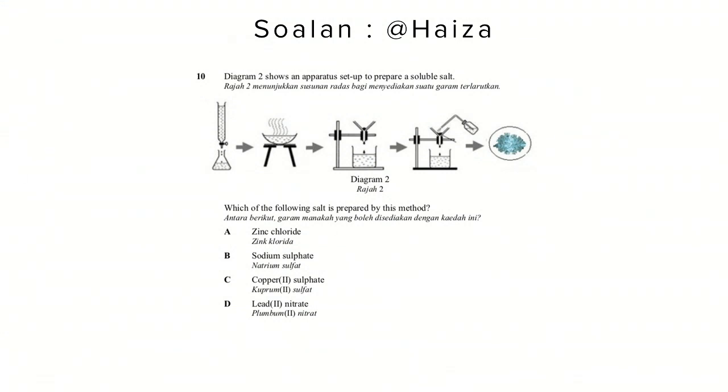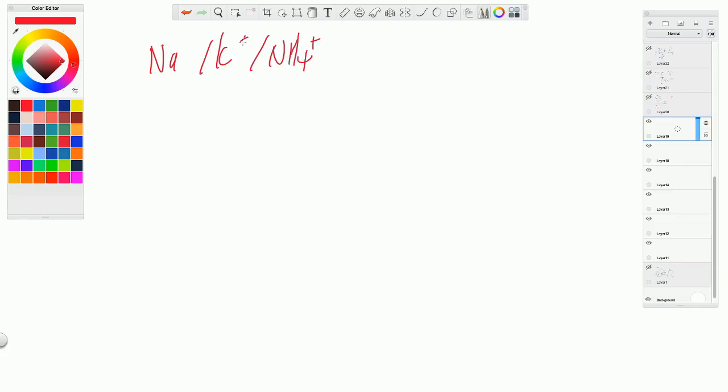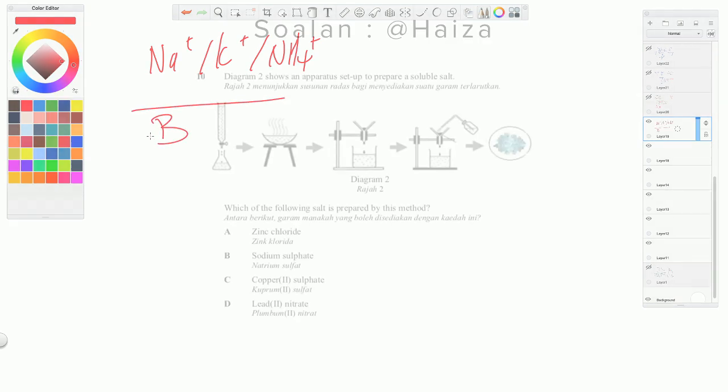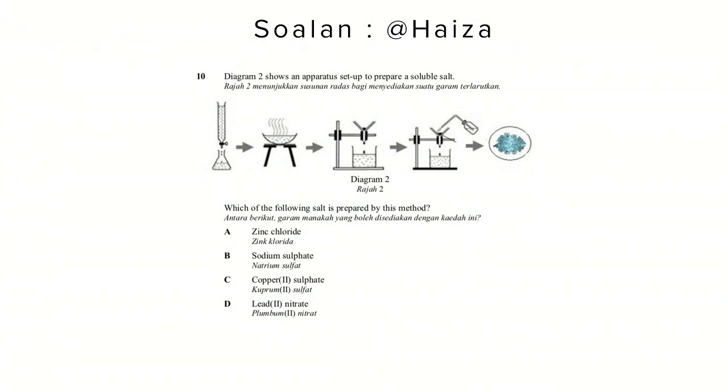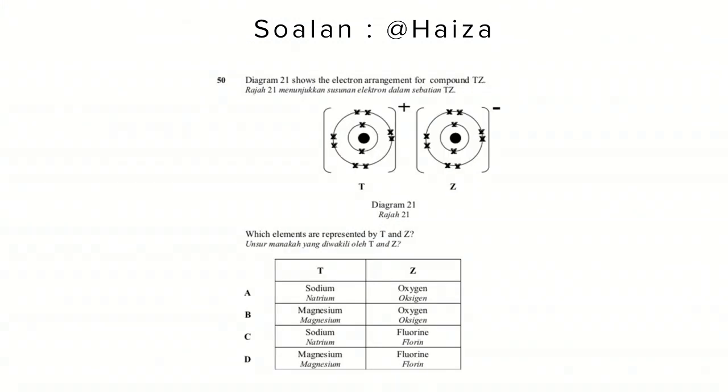All right. Diagram 2 shows the apparatus set up to prepare soluble salt. Which of the following salts is prepared by this method? Oh, you only have to see who is soluble. Look at the first picture. The first picture is titration. Titration must be a sodium, potassium, or ammonium salt only. That's the thing. So the answer is B. Only B can be done by titration. Nobody else. Okay? So that's why you have to choose B. Okay, next question.